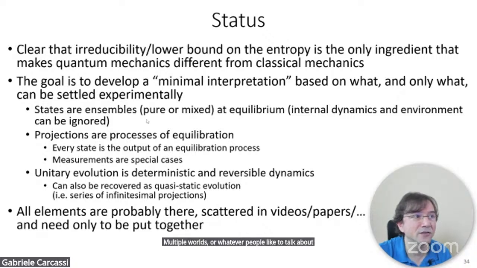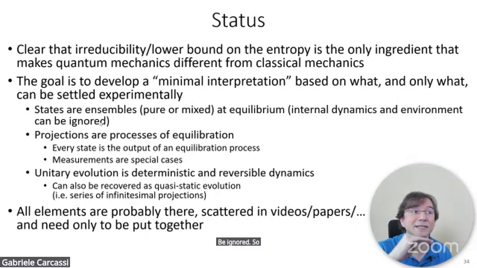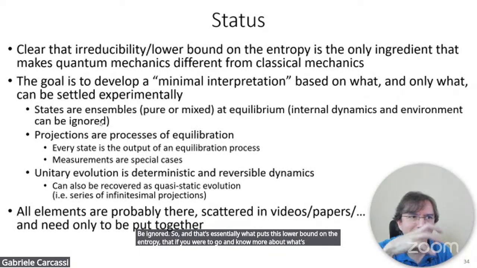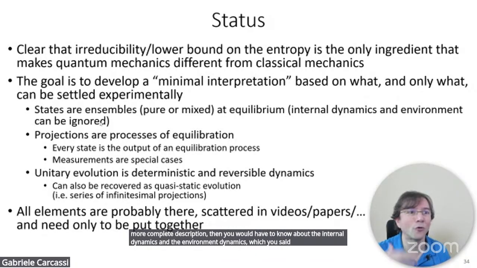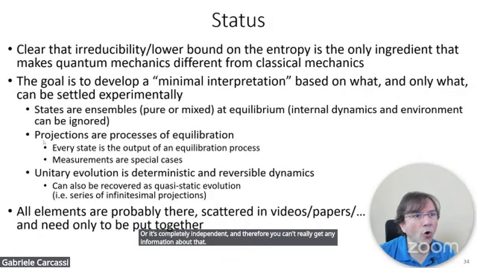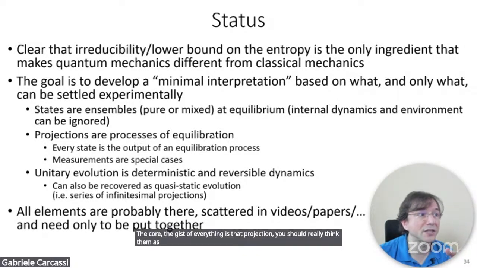What everything has to come out of is that states are ensembles, either pure or mixed, at some sort of equilibrium where the internal dynamics and the variables can be ignored. That's essentially what puts this lower bound on the entropy: if you were to know more about what's happening and get a more complete description, then you would have to know about the internal dynamics and the environment dynamics, which you can't explore, or which are completely independent, and therefore you can't really get any information about that. The gist of everything is that projections you should really think of as processes of equilibration, and we'll see why.